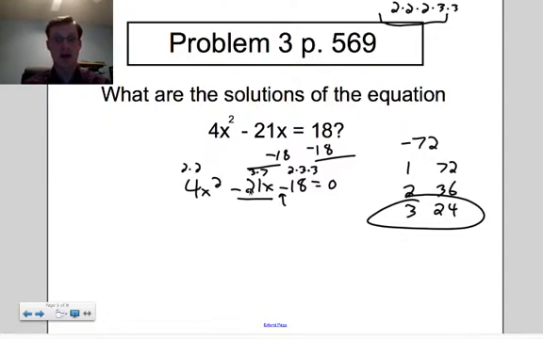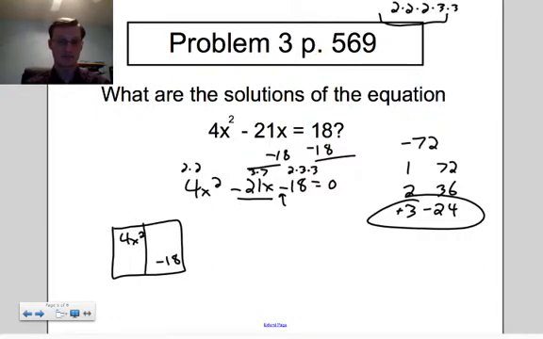24 minus 3 gives me positive 21, but I need a negative 21. So the larger absolute value here will receive the negative. 24 is negative, 3 is positive. And I'm going to go ahead and just use the box method. More of my students tend to prefer that. So 4x squared, we have negative 18. We're going to have a 3x and a negative 24x. Since this is positive, this will be positive, or plus. Since this is negative, this will be subtraction.